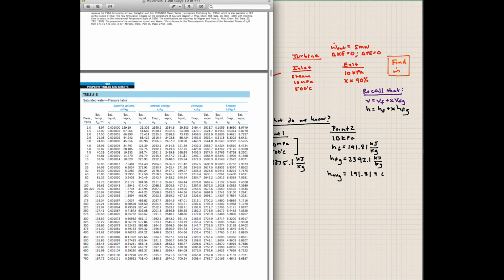plus 90% times hfg. So this is 2392.1. So if we do this calculation here, we would get, let's see, 23,447. Let's see, I think that's correct. 23,447.00 joules per kilogram.